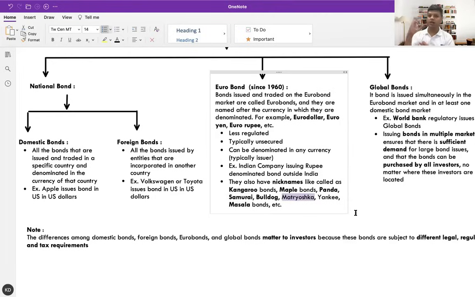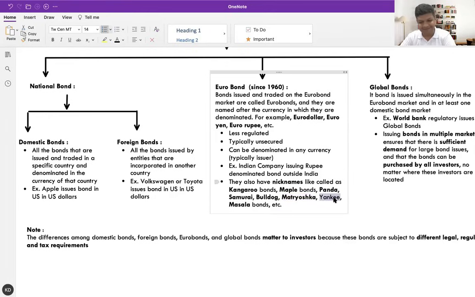When I went to Russia, I got that one just because someone told me it's a lucky charm. I don't know what luck it brought me, but I just got that Matryoshka. So Matryoshka bonds are Russian ruble bonds issued outside Russia.